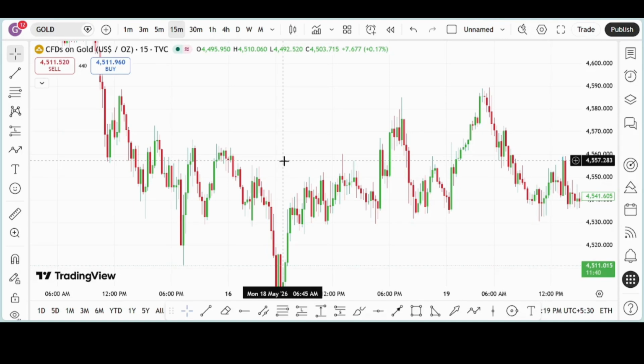Internal liquidity means liquidity that exists inside the current structure or current range. So for example, small equal highs, small equal lows, minor highs or lows inside the trade. So these are internal liquidity areas. These areas are usually created during pullbacks, consolidations and retracements. Now let's understand what is internal liquidity visually on a real chart.